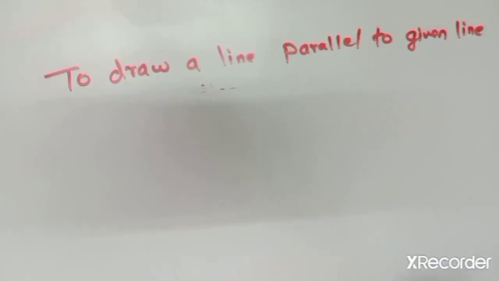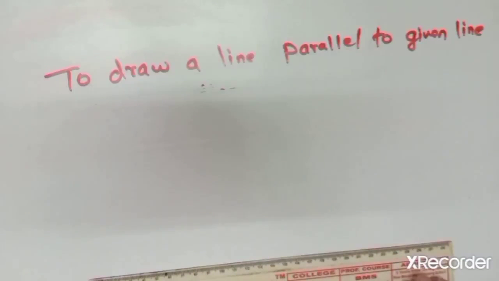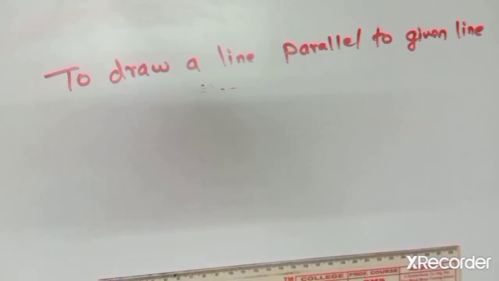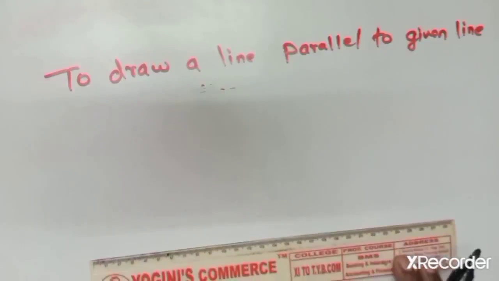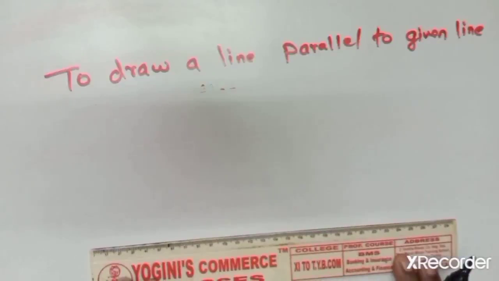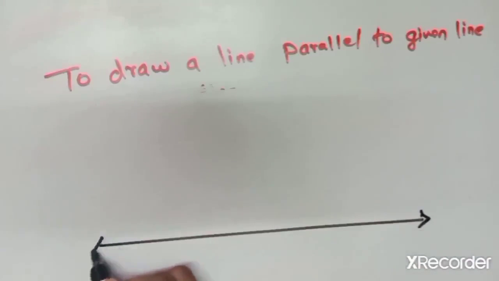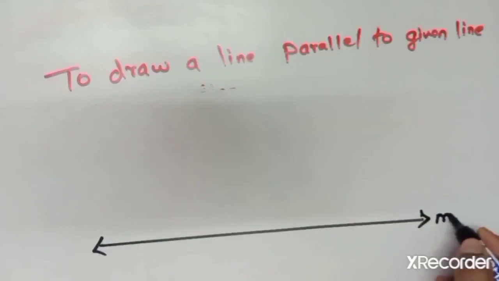Again let us draw a line, any line. Suppose line M is any one line that we have drawn, and now we have to draw a line parallel to line M. Now this time we are going to make use of protector.